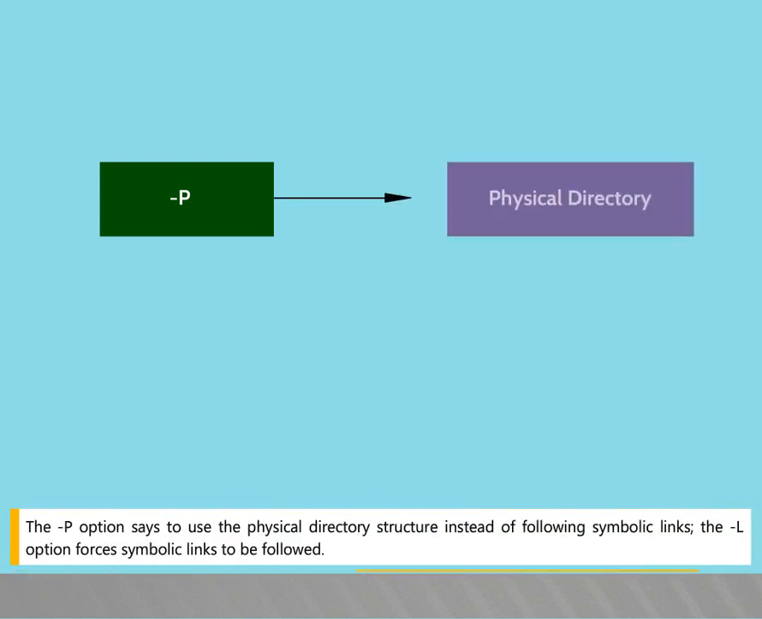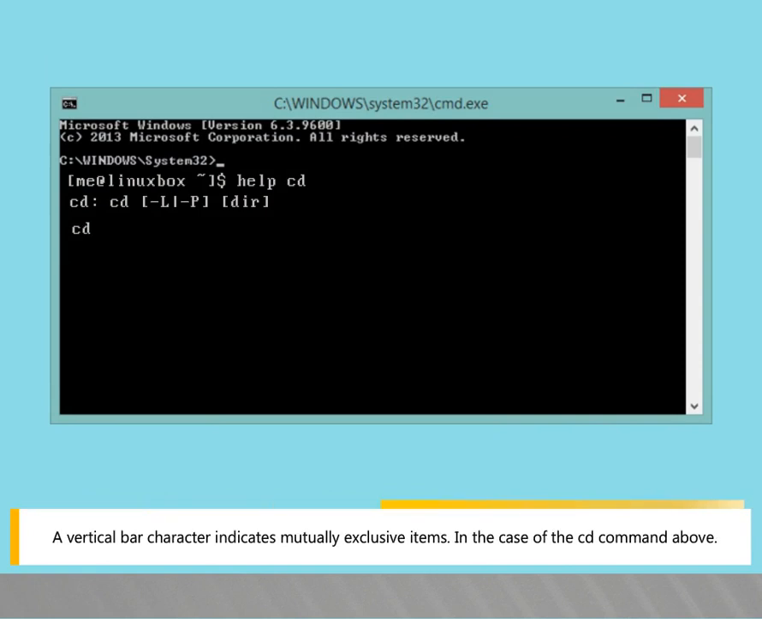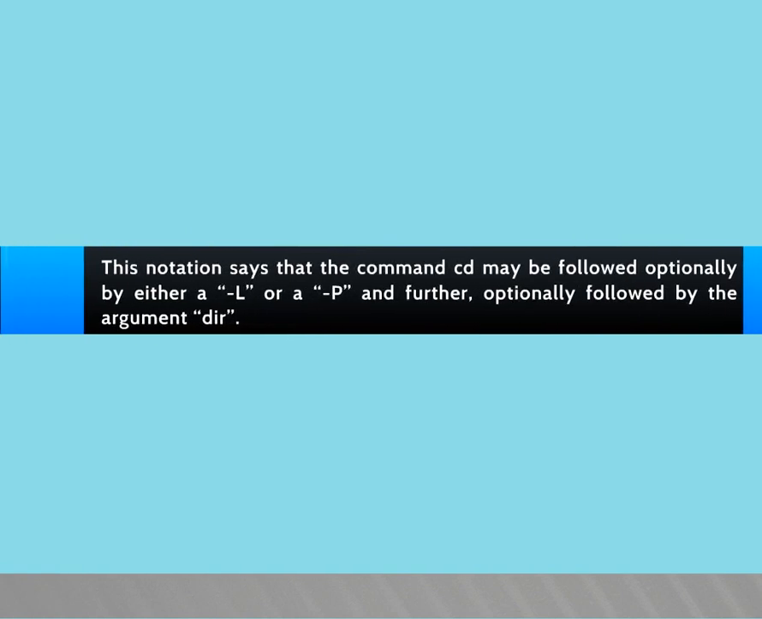The -P option says to use the physical directory structure instead of following symbolic links. The -L option forces symbolic links to be followed. A vertical bar character indicates mutually exclusive items in the case of the cd command above. This notation says that the command cd may be followed optionally by either a -L or a -P and further, optionally followed by the argument dir.